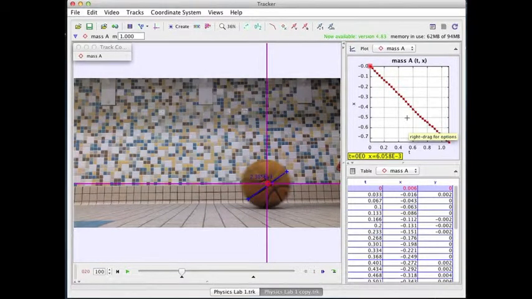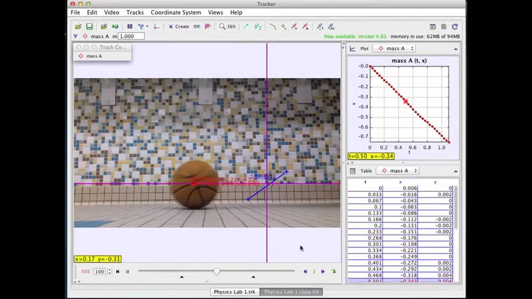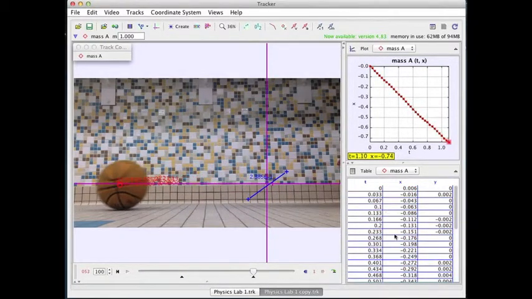As we can see, tracker marks the point of the ball in each frame and records all of the data here, which will be used later in comparing the data.